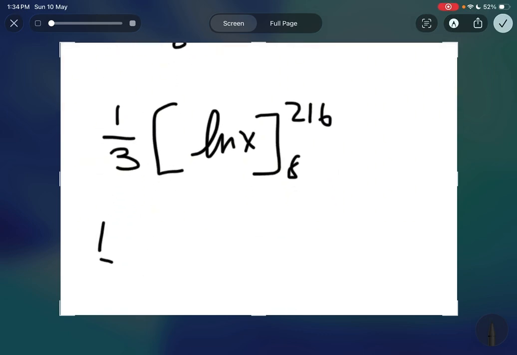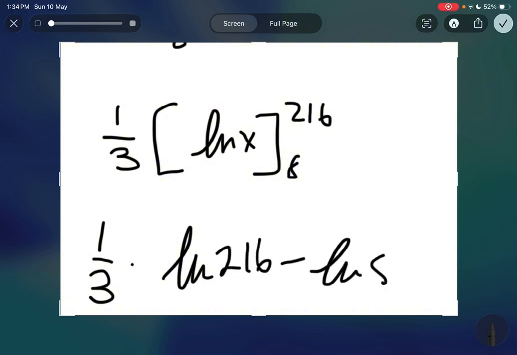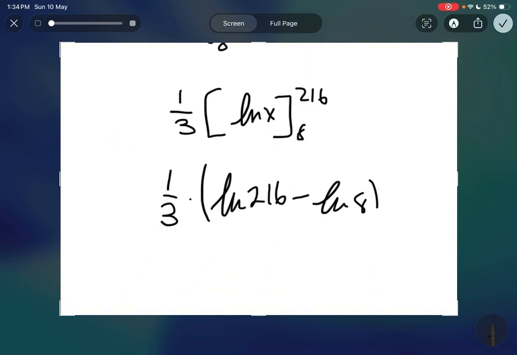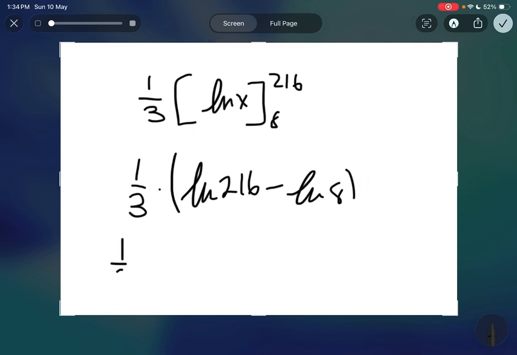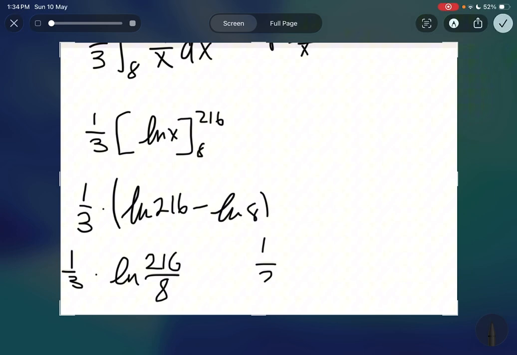And then you do 1 over 3 and replace both values: ln of 216 minus ln of 8. And I just told you that when you have two lns subtracting, you put them over each other. So it will be 1 over 3 times ln of 216 over 8. And then you know that 216 over 8 is 27, okay? So now 1 over 3 times ln of 27.